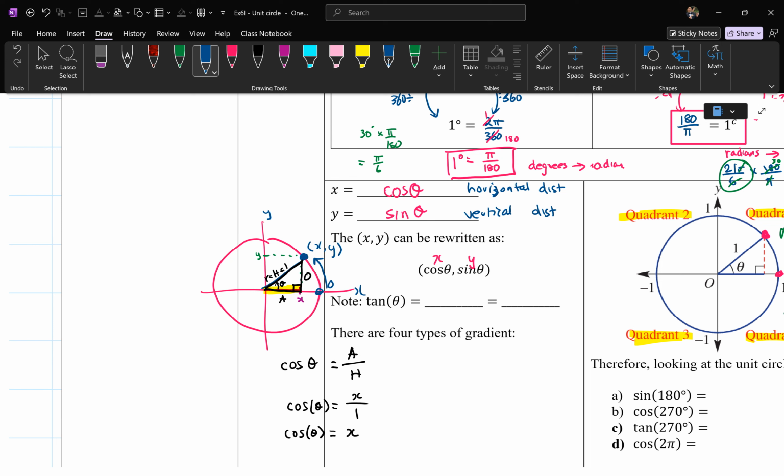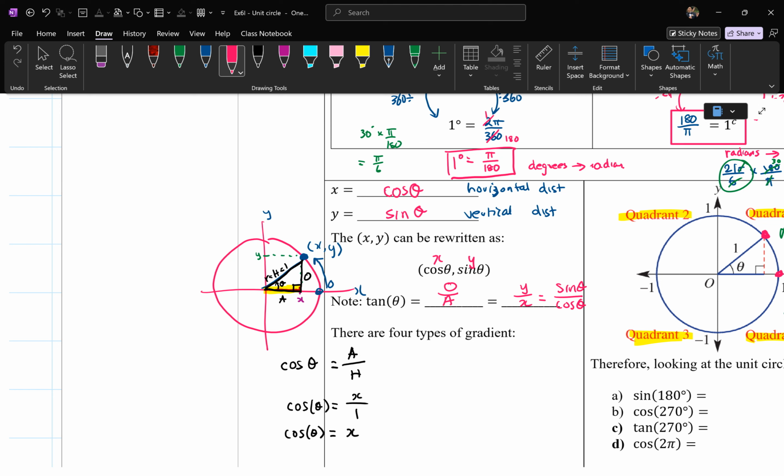Does that mean tangent is sine over cosine? Yes, it does. Tan is so special. Tan, which I told you previously was the gradient. But notice tan is opposite over adjacent. Opposite is the y value, which is over the x value, which is the same thing as sine theta divided by cos theta.